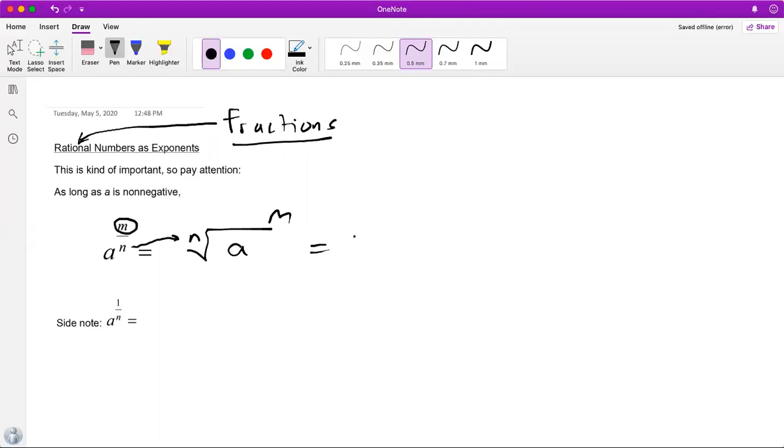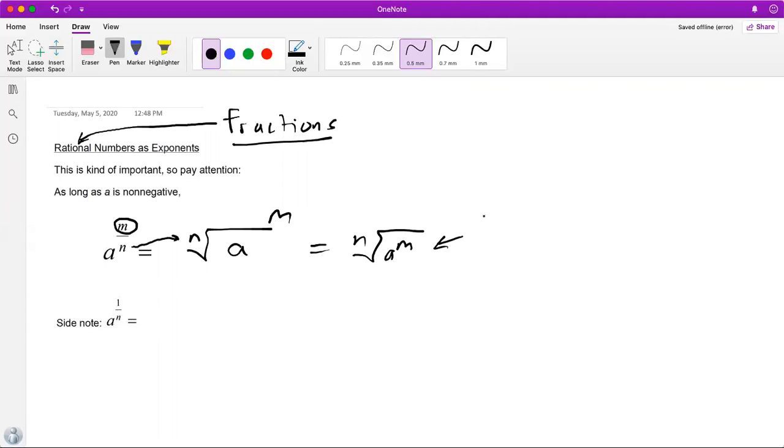You could also write this like this if you wanted to. It doesn't matter whether you put the m on the outside or the inside. These things have exactly the same value. It doesn't make any difference which way you do it. A side note, and this is kind of related, but let me do this first.